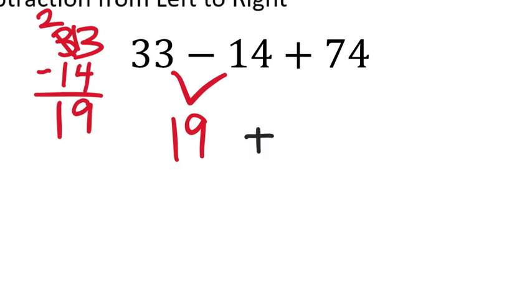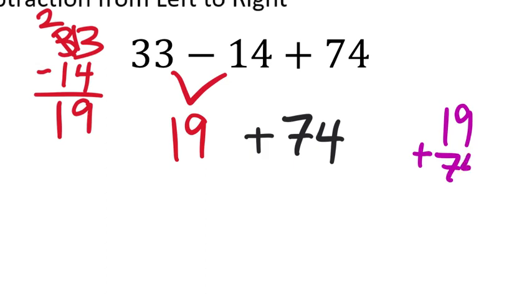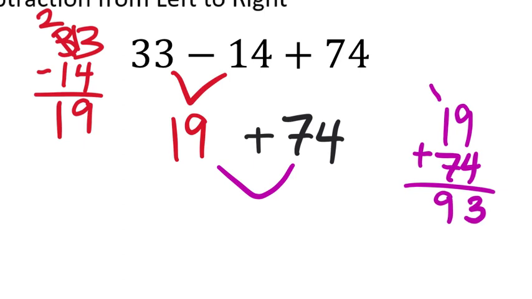Now I will add the 74. No need for keep change here because we've got two values that are positive. So we can add these directly. That's 19 plus 74. Whatever I get here is going to be my final answer. 9 plus 4 in the ones place value is 13, carry the 1. In the tens place value, 1 plus 1 is 2, plus 7 is 9.